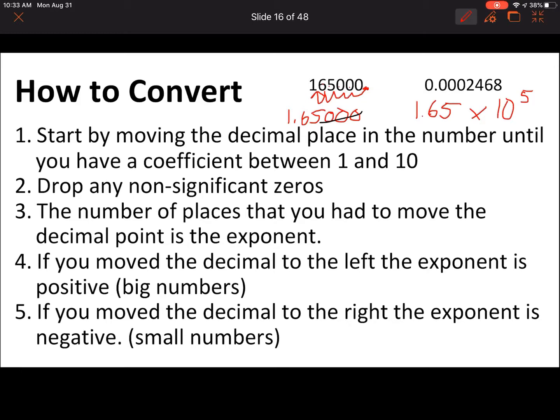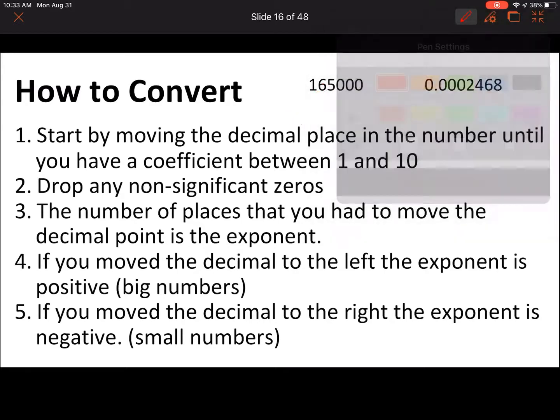If we move to the left, the exponent is positive. We got big numbers. That's what we did here. We moved in the left direction. If we move to the right, then we're going to have small numbers. So let's do it for this other one.